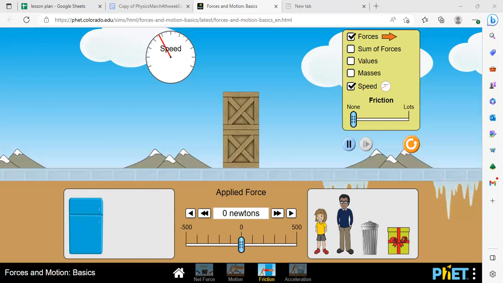So, mas mabigat yung bagay, mas mahirap i-change yung velocity. And that's an inherent property of an object. So the standard unit we have is kilograms. So that's the first law.